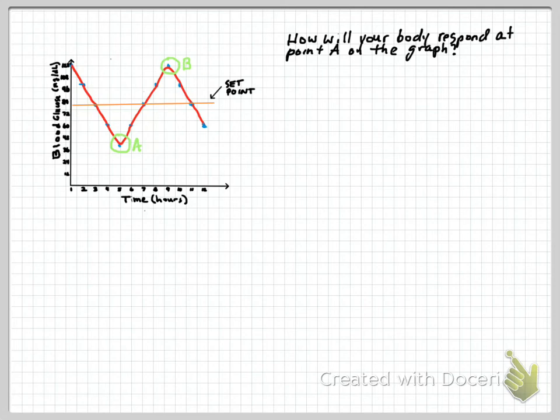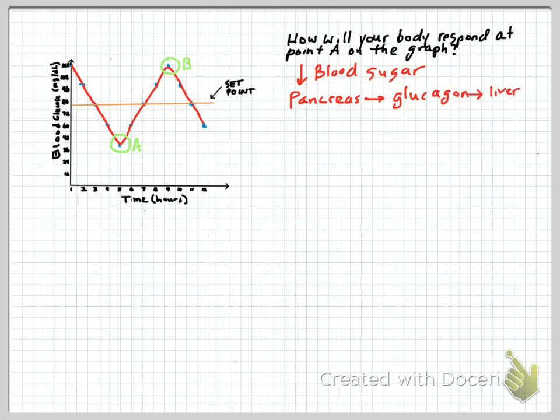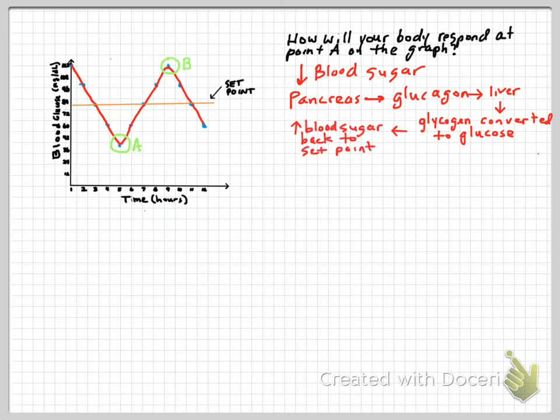So when glucose is too low, your body responds by having the pancreas secrete glucagon, and that glucagon goes to the liver, and then the liver has those glycogen stores, and it's going to convert them to glucose and release them into the bloodstream, and your blood sugar is going to increase back towards the set point. Again, you're negating the low blood sugar, you're counteracting the low blood sugar. So that's what's going on at that point in the graph.